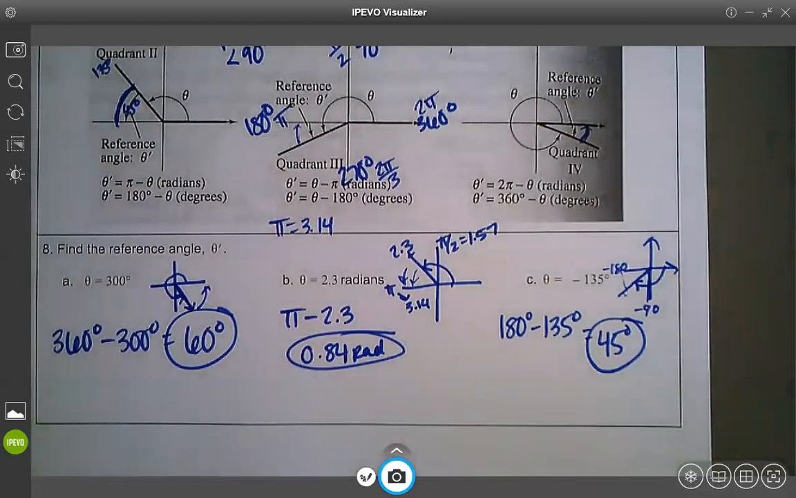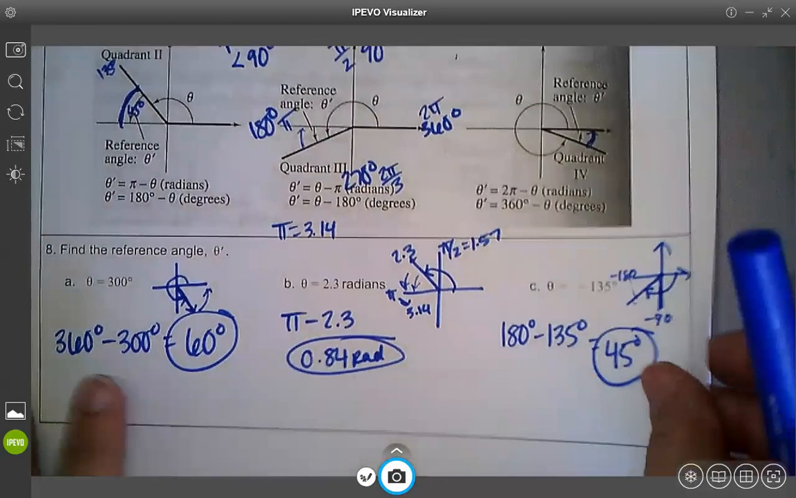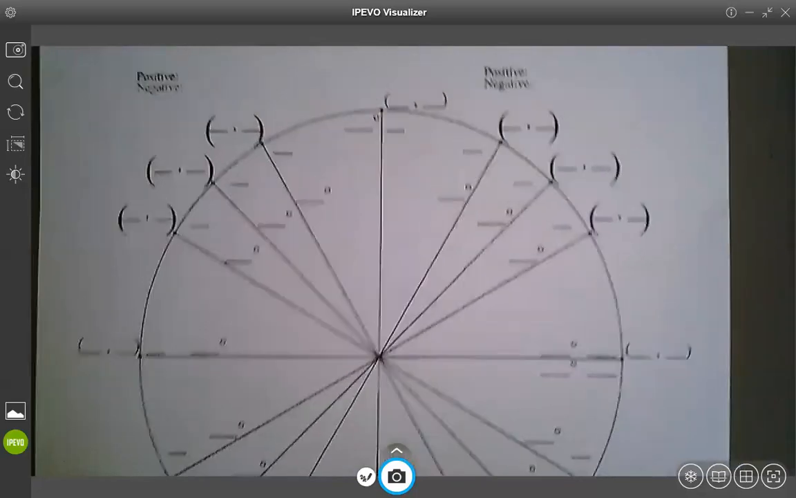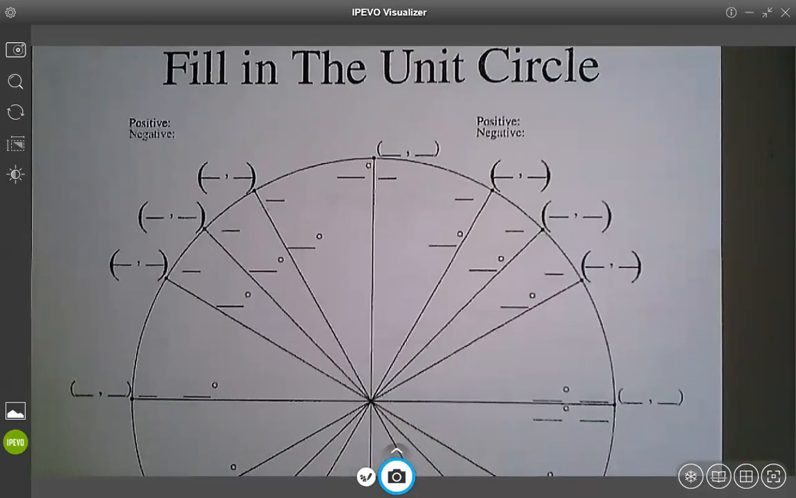Questions on those? All right, I think your unit circle is next in your packet. We're going to fill that out together. No, it's after. Okay, so let's flip to the unit circle and do that first, and then we'll go back to 5.2 because we need it.